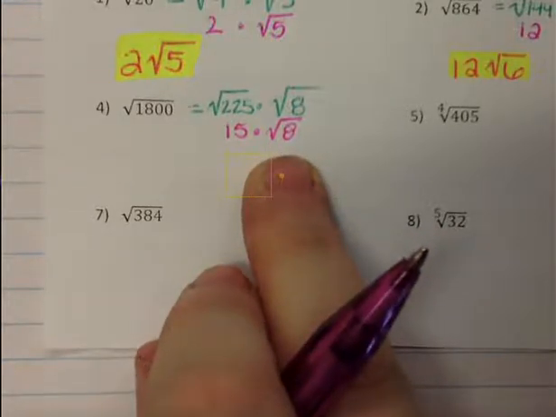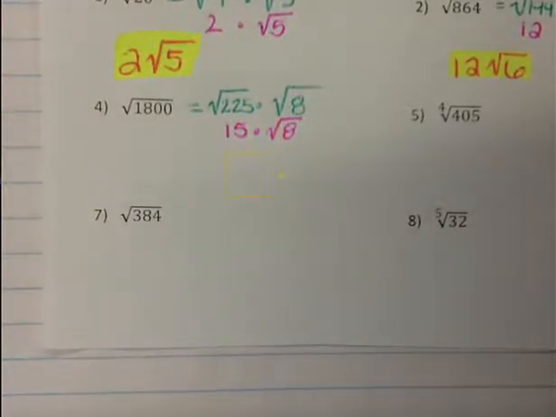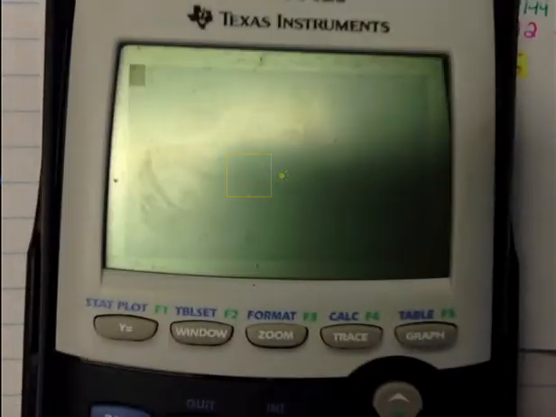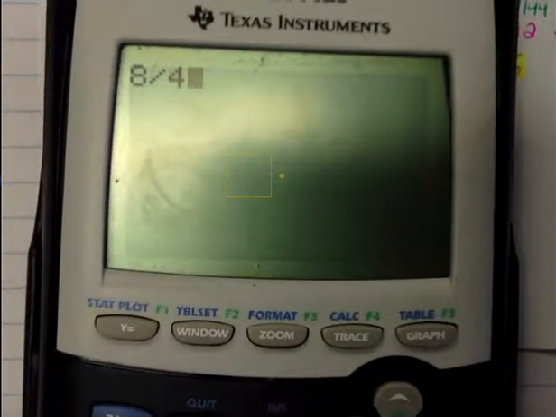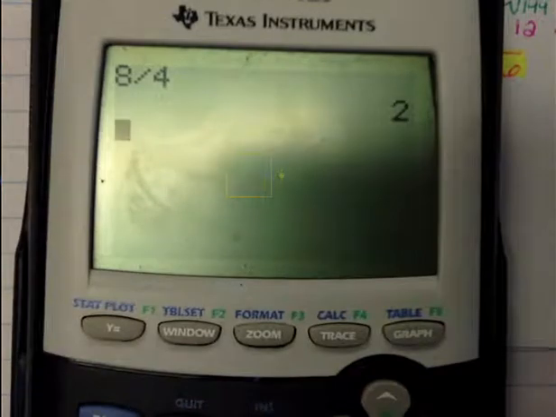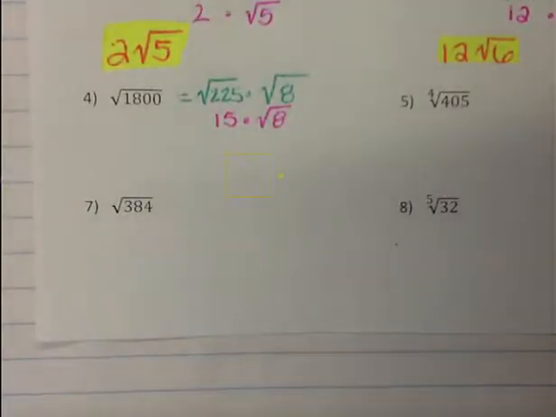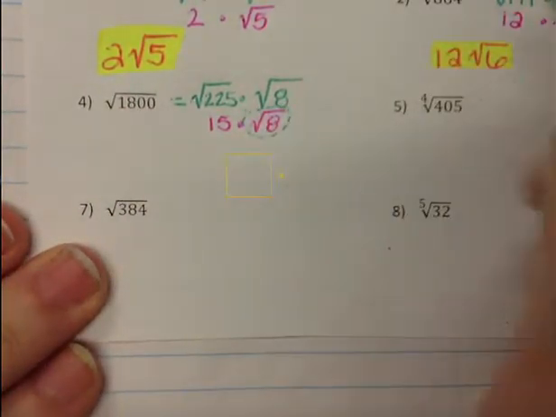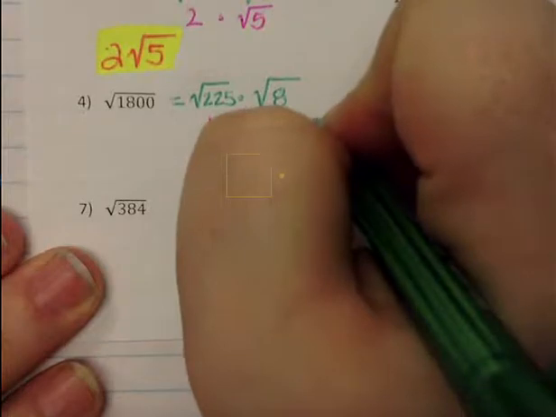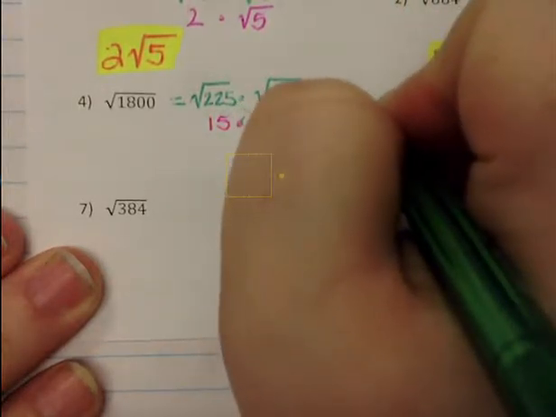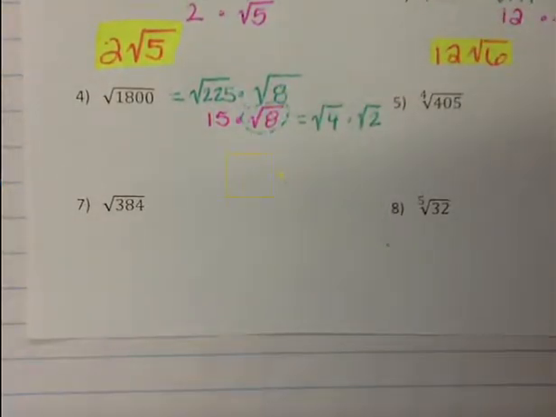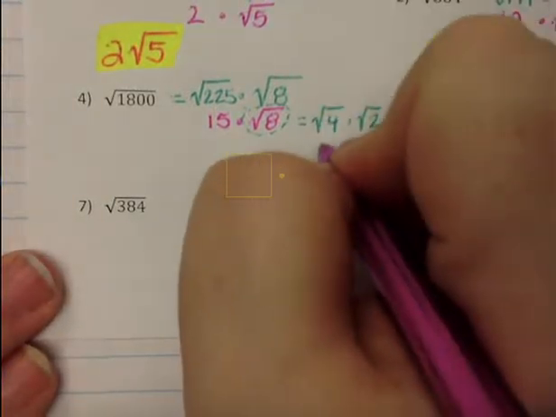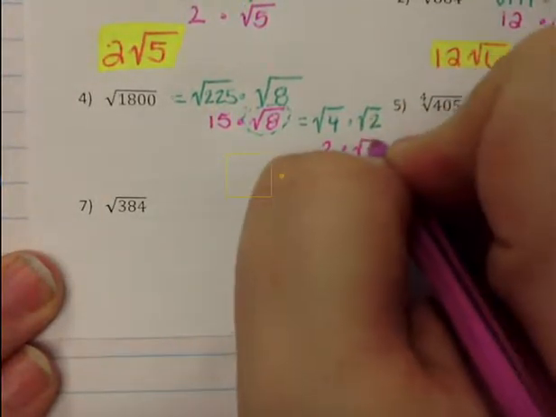The 8 can be divided by the 4, because the 4 is the first number that's smaller than 8. So I do 8 divided by 4, which works again. So that means I have to actually continue that. This square root of 8 will actually become the square root of 4 times the square root of 2, and the square root of 4 is 2 times the square root of 2.